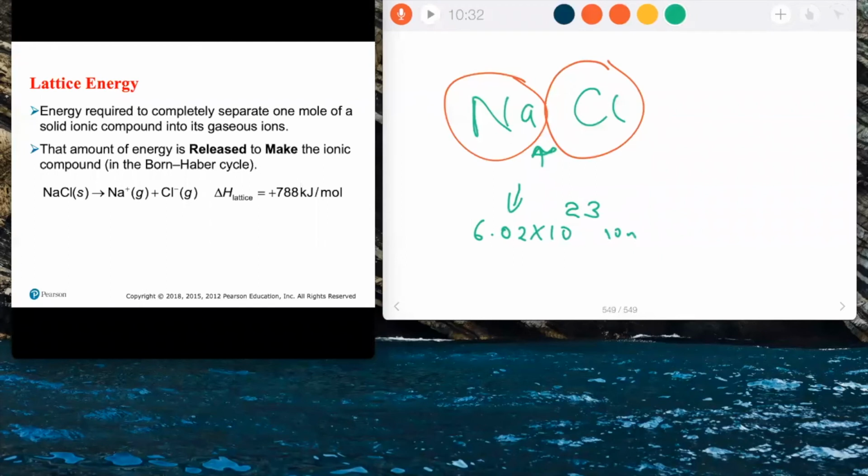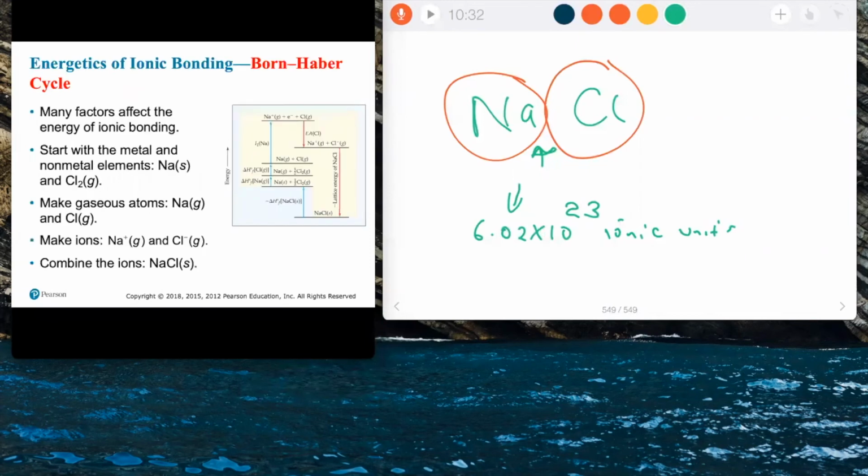ionic units or formula units. To separate this Avogadro number, we need, in terms of sodium chloride. This is only for sodium chloride. I don't want you to think that it's all the same for other ionic compounds. There is a way of using a similar approach we looked at in Hess's law.